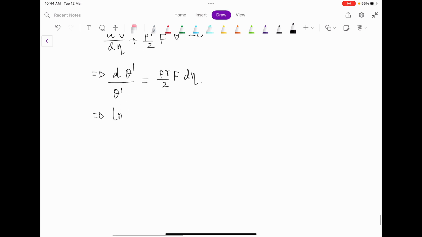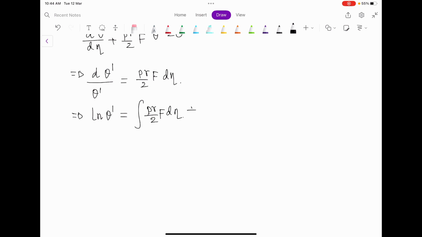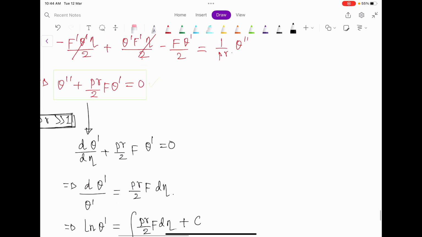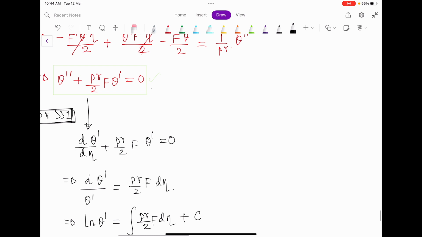Then I have ln theta dash is equal to the integration of Prandtl number by this, plus c. So this is the constant of integration. Okay, first of all, when you write an ODE or PDE or anything, you should write the boundary condition obviously. So that was a mistake by me. This is a second order ODE. We need two boundary conditions. So what will those boundary conditions be?